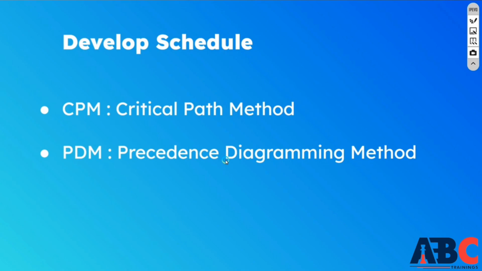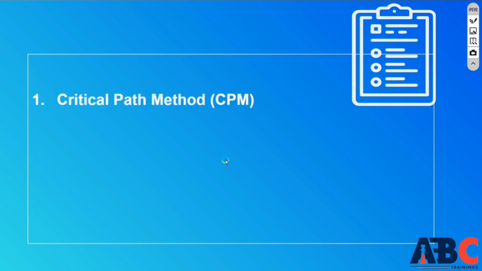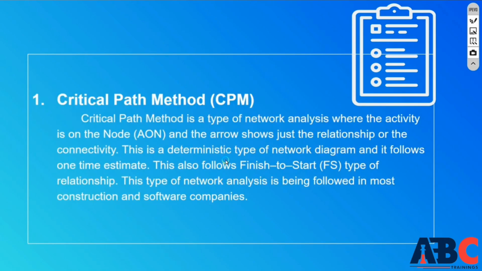First is the CPM method and second is the PDM method. You can find out the free float or dates. What is the critical path method? When we talk about the critical path method, this is a type of network analysis where activity on the node and the activity on the next node are shown by an arrow. And in this type of network diagram, the type of relationship is only finish to start. There is no other relationship used in this. This type of network is followed by most of the construction and software companies. It means after one is finished, we have to start the second one.